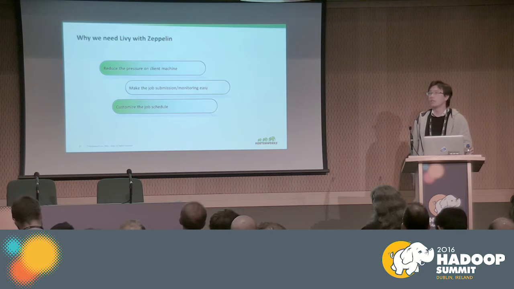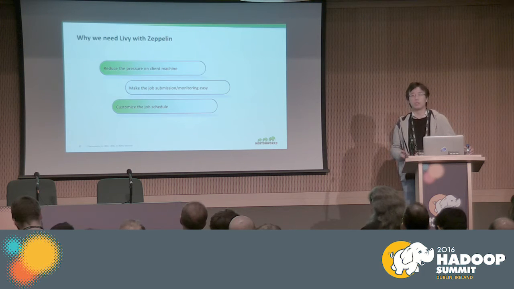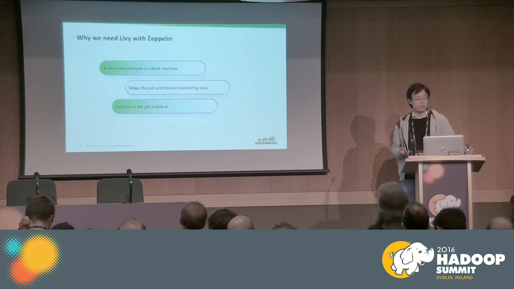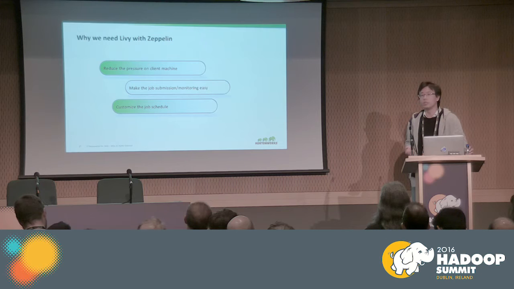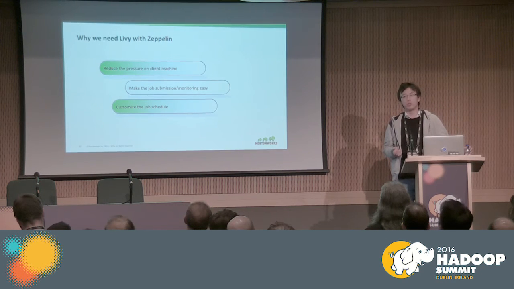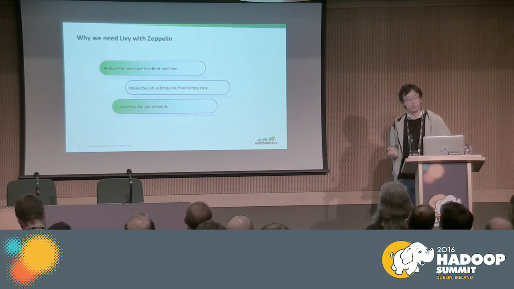Overall, Livy is the one central place to submit Spark jobs, and it brings us several benefits. First, it can reduce the pressure on the client machine. Nothing will happen on the client machine except calling the REST API. Second, it can make job submission and monitoring easier. Without Livy, if you want to submit a Spark job, you need to install Spark on your client machine and use the spark-submit script to launch the job. With Livy, you do not. You just need to call the REST API. You do not need to install Spark on your machine.